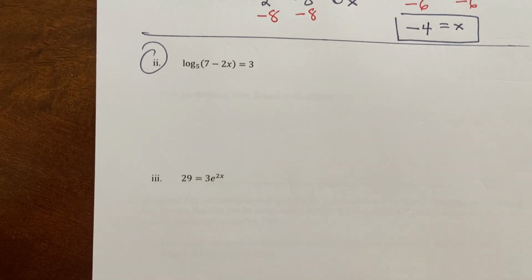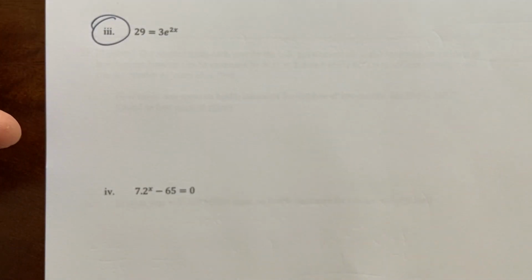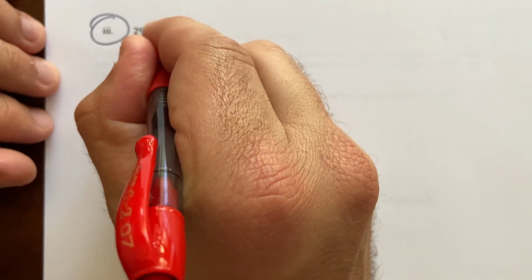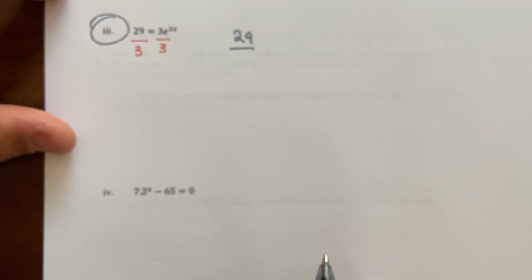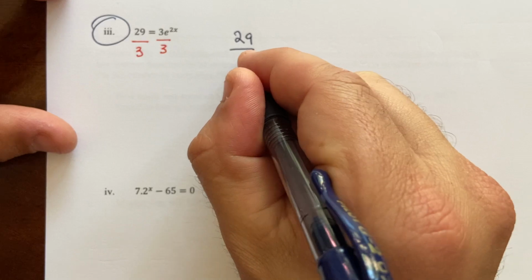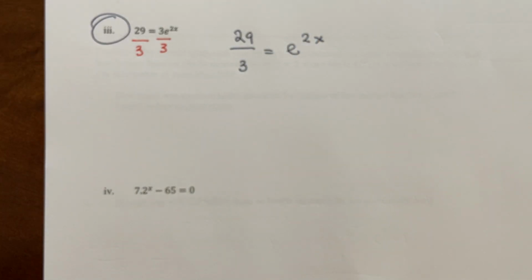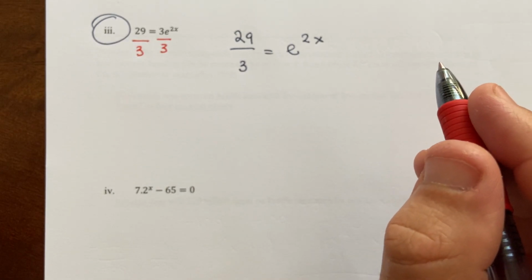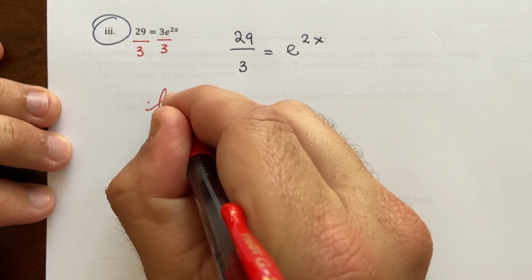Let's go down to part 3. This is actually an exponential equation. So what I want to do is get the exponential piece alone. So I'll have 29 thirds equals e to the 2x. And now apply a logarithm. So I'm going to match the base. So I'll choose an ln.